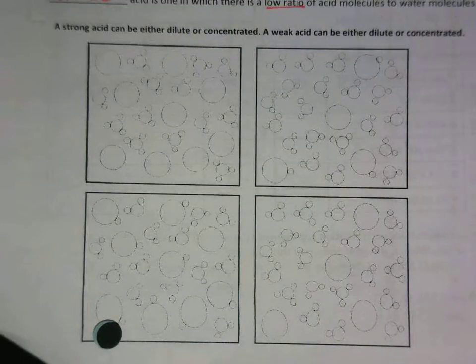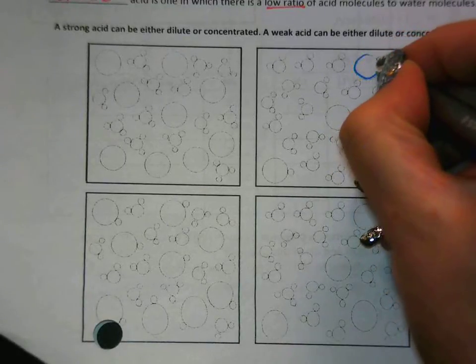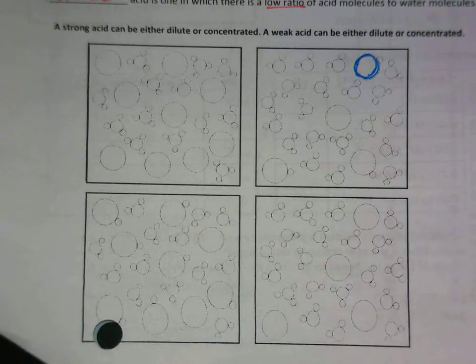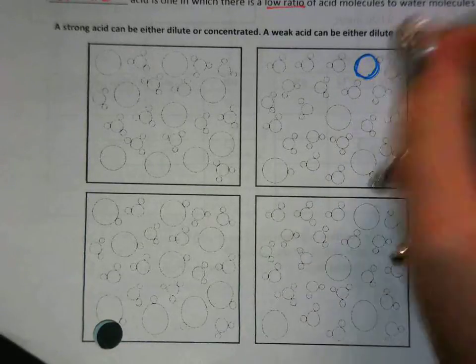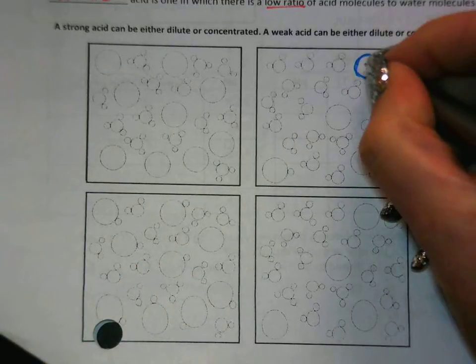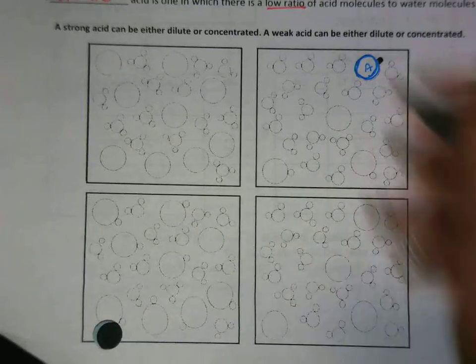Alright, so let's find some patterns here. Do we see the large circle attached to the tiny circle? Let's call this an acid molecule. Here is an acid molecule.